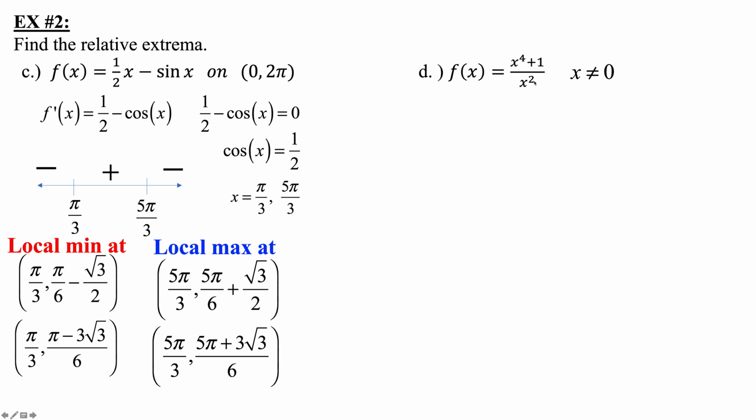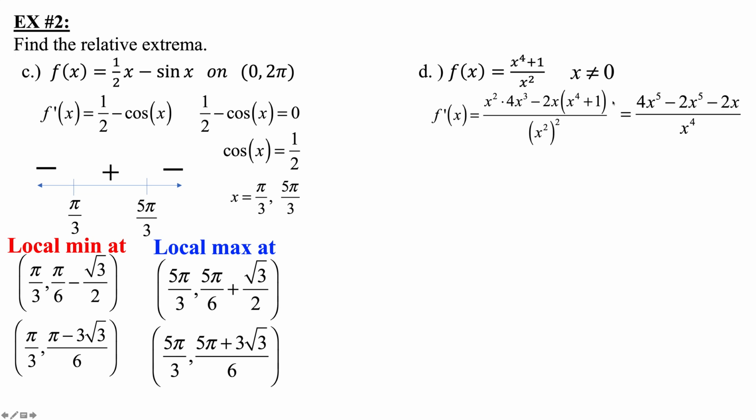F on the top, g on the bottom. Here we go. X squared times the derivative of the top, 4x cubed, minus the derivative of the bottom, 2x, times the original top function, x to the fourth plus 1, all over the bottom g function squared. So that's going to turn into x to the fourth here. But I see some GCFs here. I can take out a 2, I can take out an x.